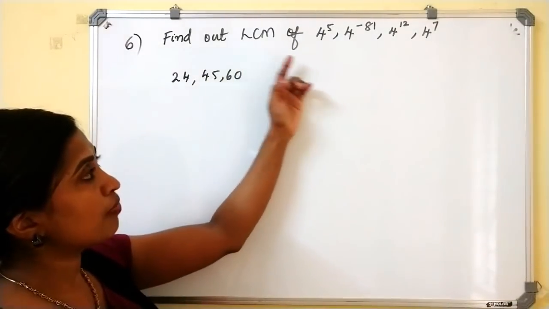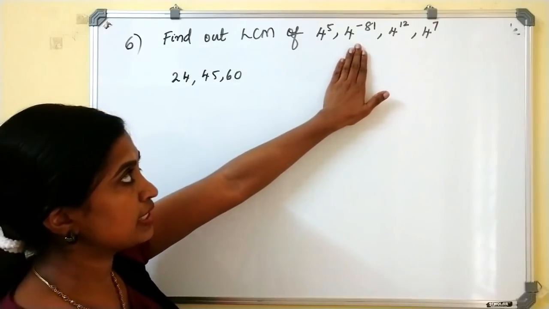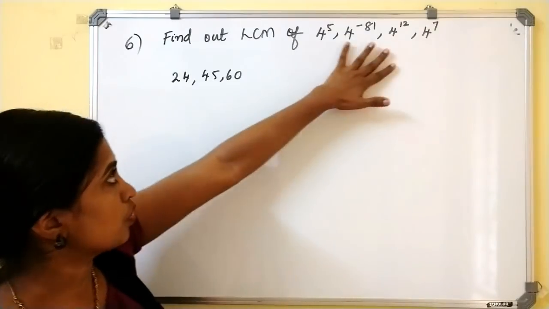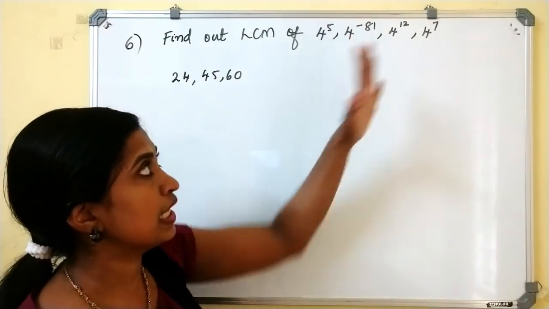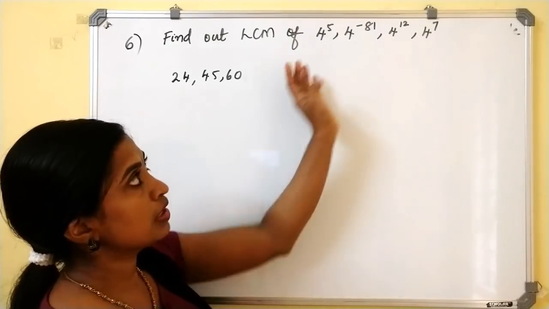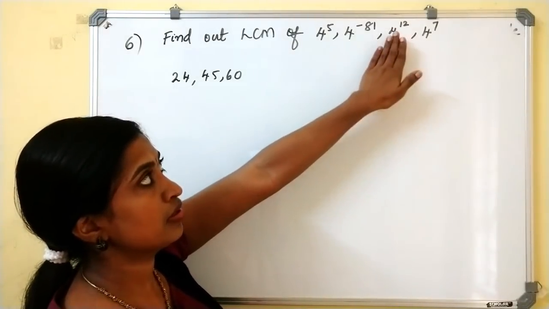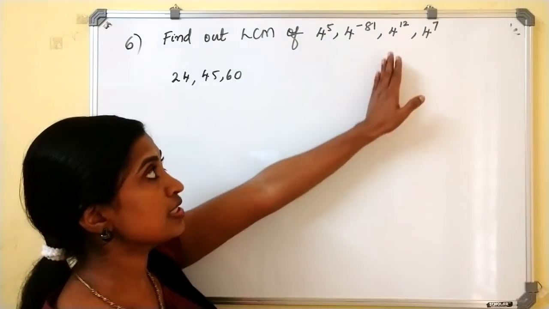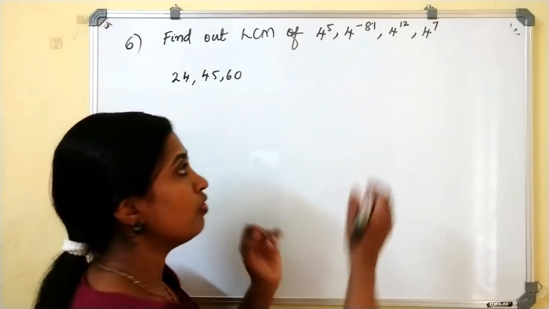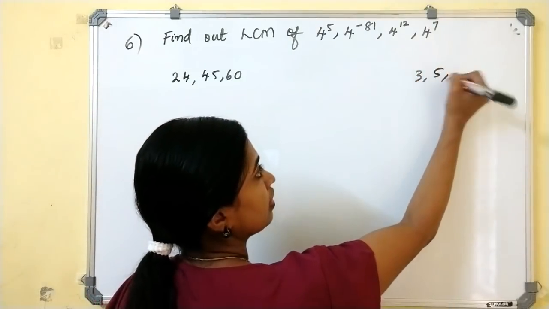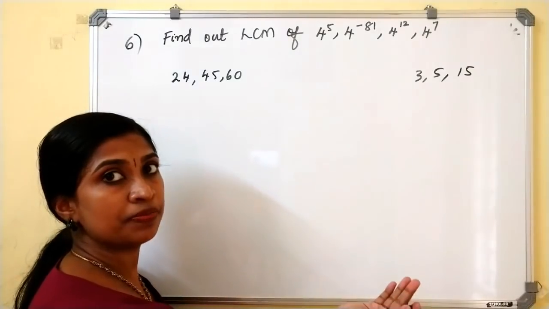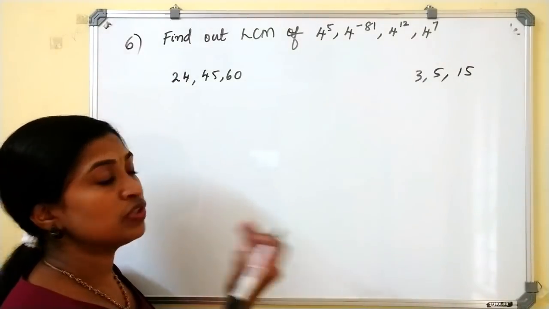Find out the LCM of 4 raised to 5, 4 raised to minus 81, 4 raised to 12, 4 raised to 7. So, the LCM of these is the largest number. LCM means least common multiple. It is the largest number, if the largest number is divisible by the other numbers. I have said it before. If we have 3, 5, 15, and 15 is divisible by 5 and 3, then 15 is the LCM. Otherwise, we have to go for the division method.